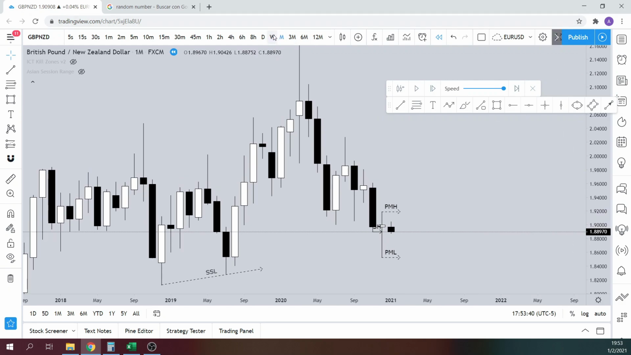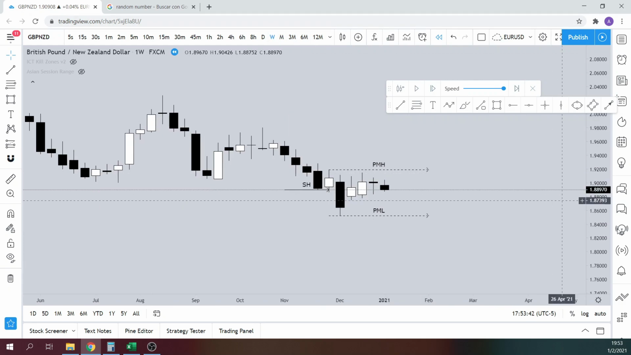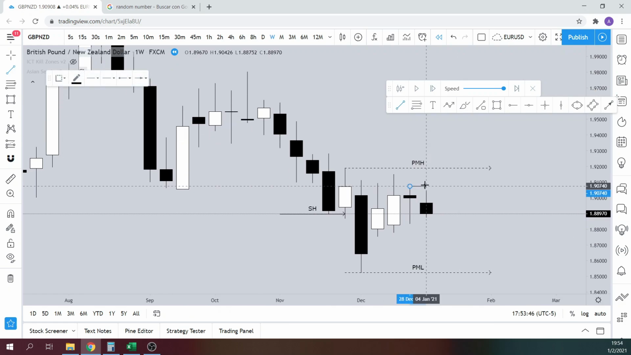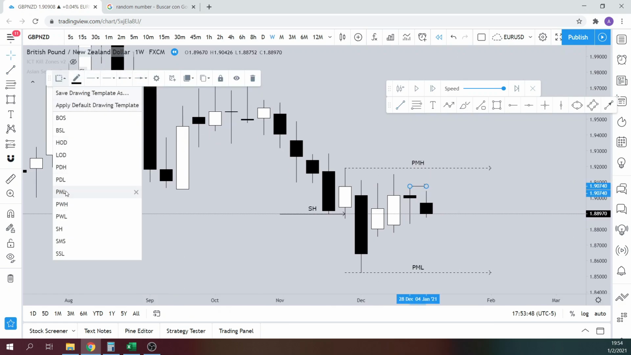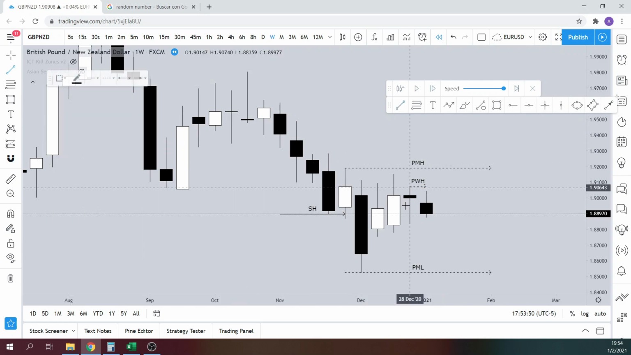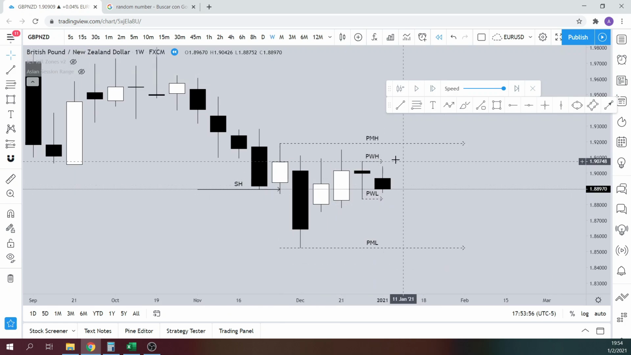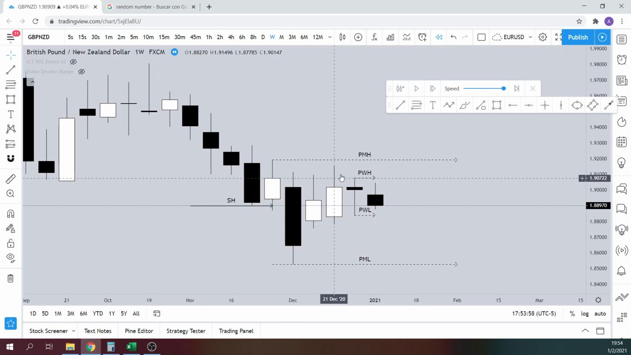Okay, so let's go down to a weekly now. On the weekly chart, we can see that the previous week's high and low will have liquidity as well, so we can annotate those: previous week high and previous week low. What else do we see here on the weekly chart? We can see that price is coming from this week that grabbed liquidity and now it's trying to push lower.